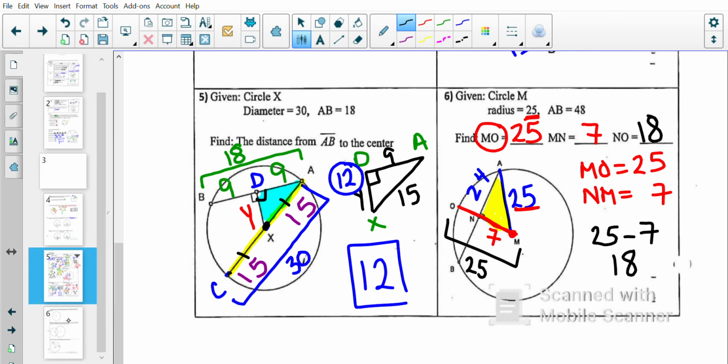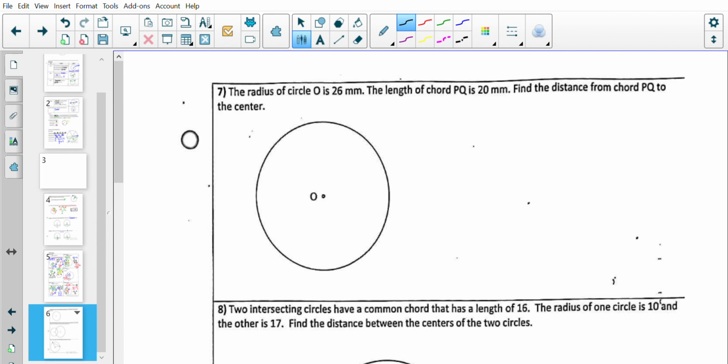Okay, we are moving on to our last page for today. These problems are definitely a little bit more involved, but we got this. So it says the radius of a circle O is 26 millimeters. The length of chord PQ is 20 millimeters. Find the distance from the chord PQ to the center. So we're coming up with our own diagram here. So I'm going to start off where it says the length of chord PQ is 20 millimeters. So I'm going to draw my PQ right over here. Here's my P to Q.